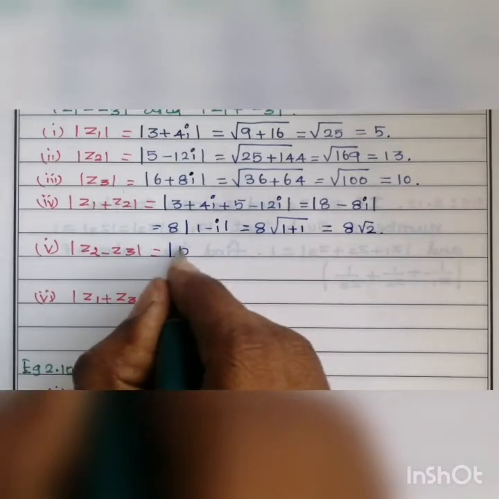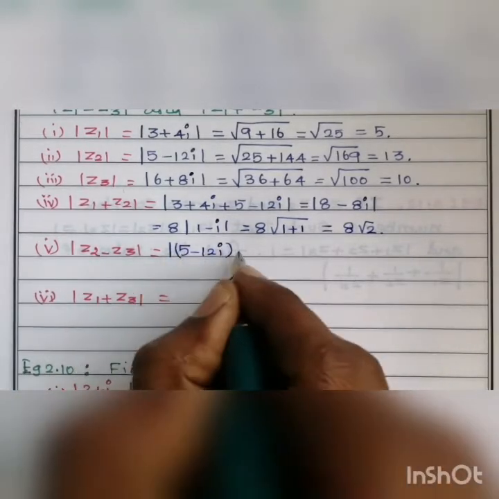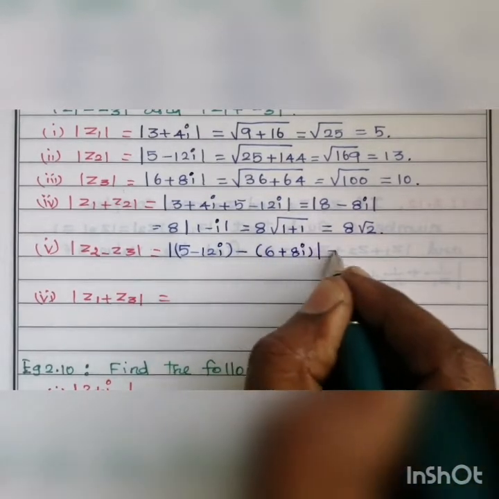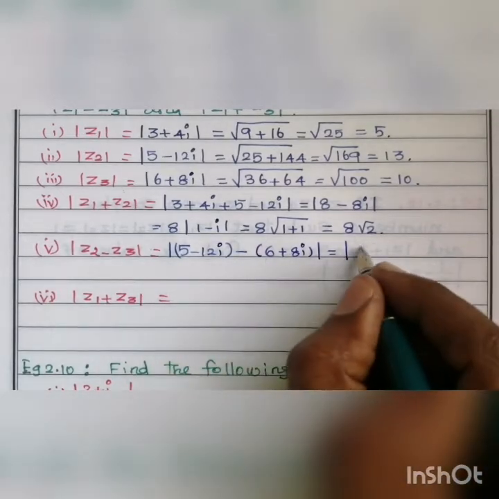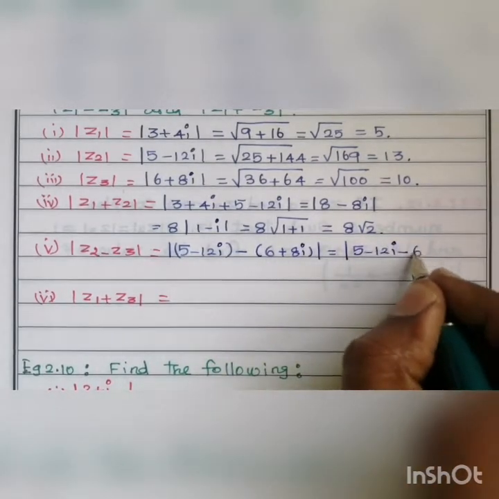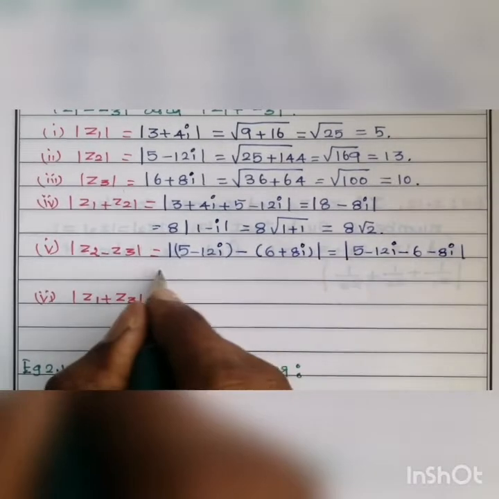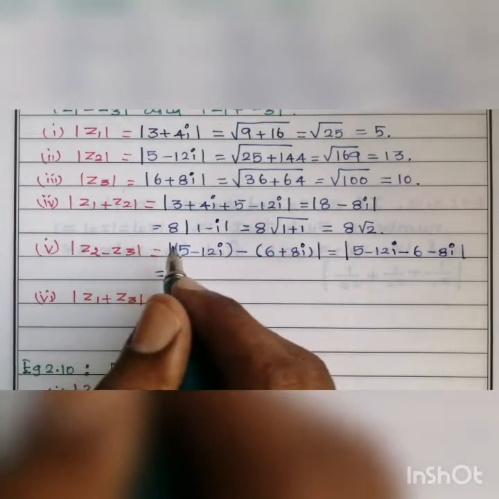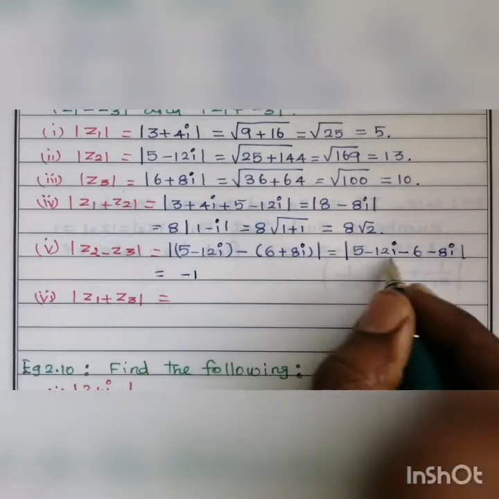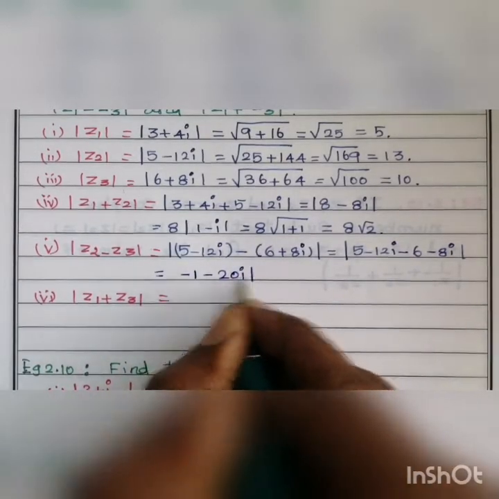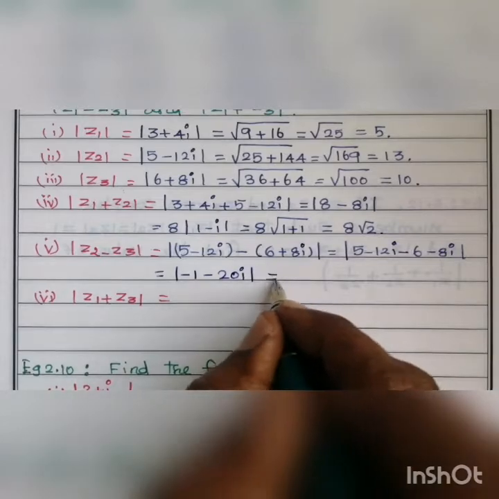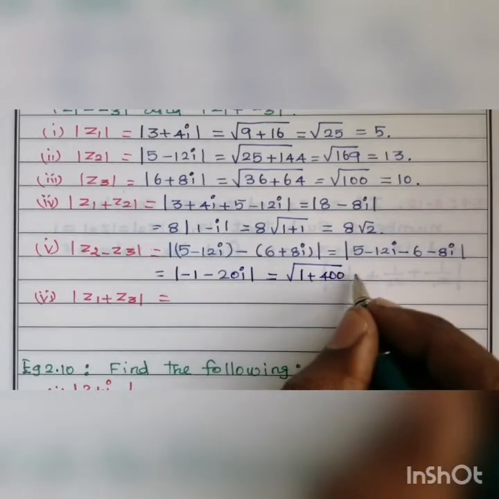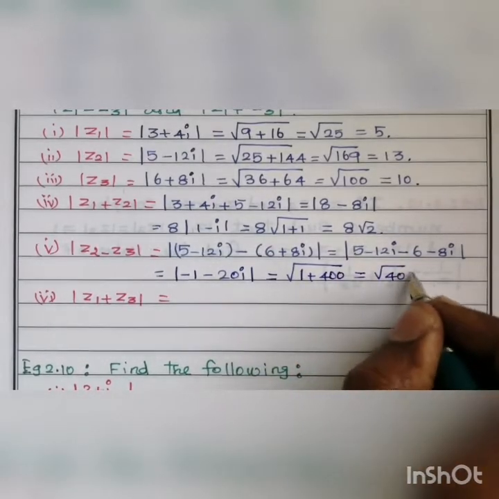The next one, modulus of z2 minus z3. So here z2 is 5 minus 12i, minus z3, z3 is 6 plus 8i. First we remove the bracket: 5 minus 12i minus 6 minus 8i. So 5 minus 6 is minus 1, and minus 12i minus 8i is minus 20i. So modulus of minus 1 minus 20i is nothing but square root of real part the whole square plus imaginary part the whole square, that is 1 plus 20 square is 400, that is equal to root 401.